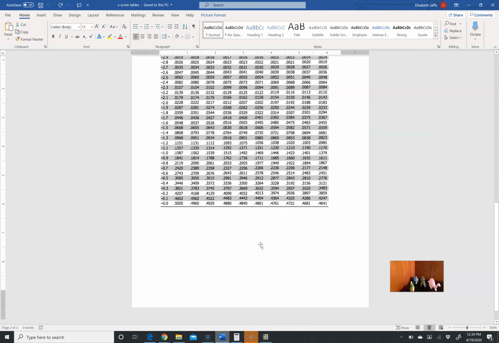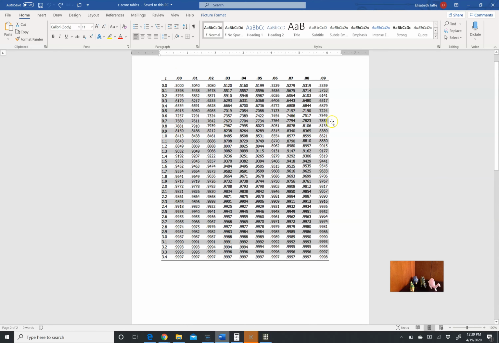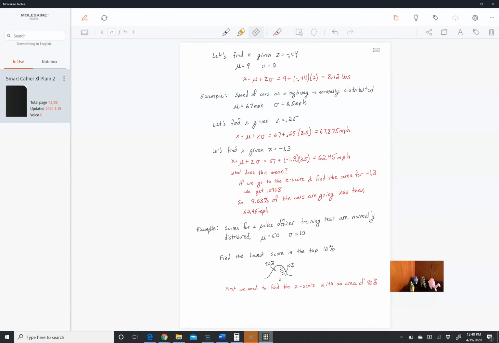So if we go here, we're looking for 0.9. We're going to be in the positives. If we look for 0.90, the closest thing is 0.8997. So that's what we're going to use. So 1.28. That's where we are. So our z is approximately 1.28. That's as close as we're going to get, so that's what we're going to use.